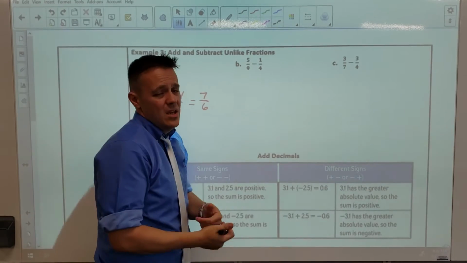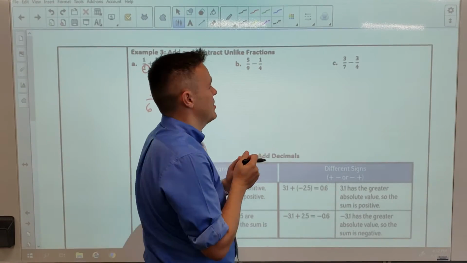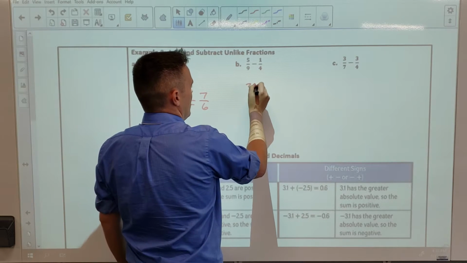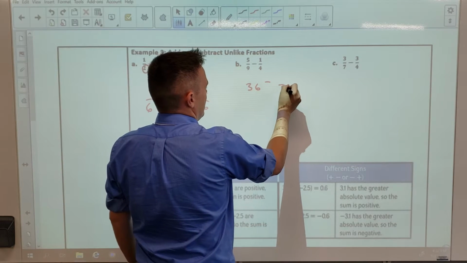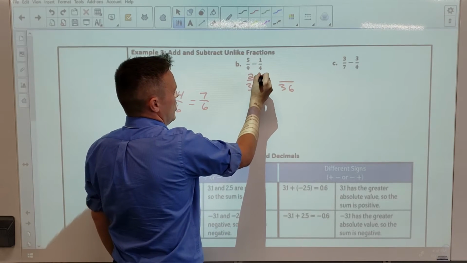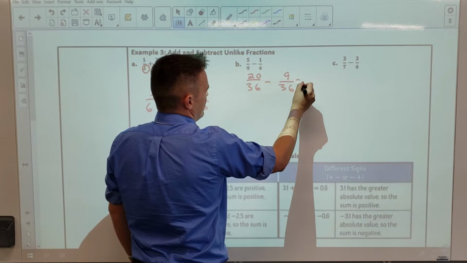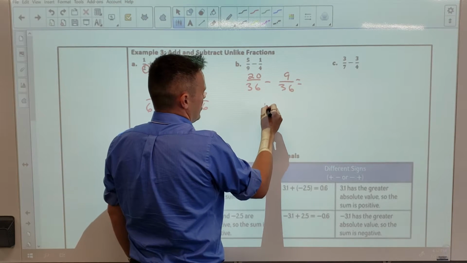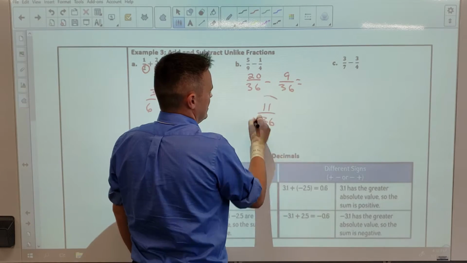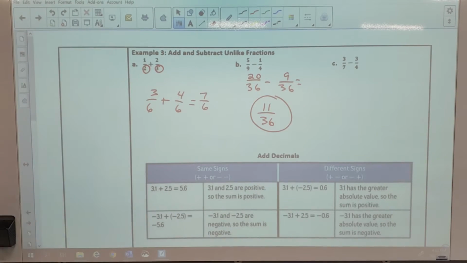Same thing here, okay? Go with the easiest common denominator that you can think of. In this case, it would be 36. So I'll just go 36 minus 36, and then this would be multiplying by 4, so that's 20. This would be multiplying by 9, so that's 9. And your setup would be 9 minus 20, which is -11 over 36. And then the last one here, try to do it on your own real quick.